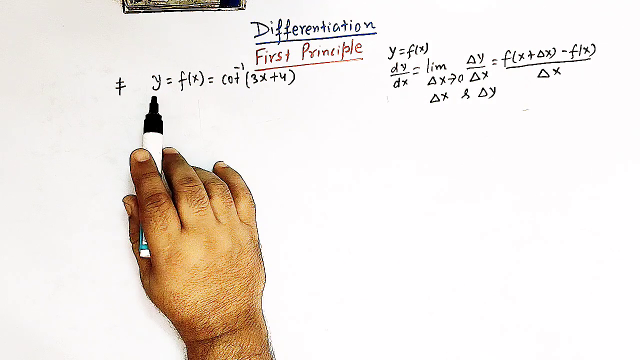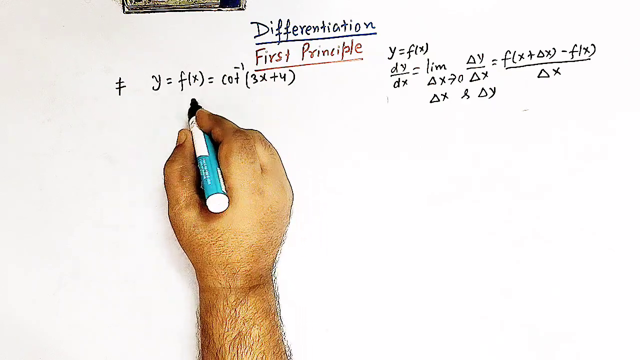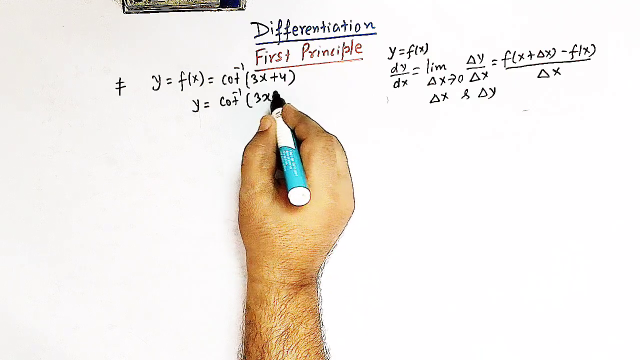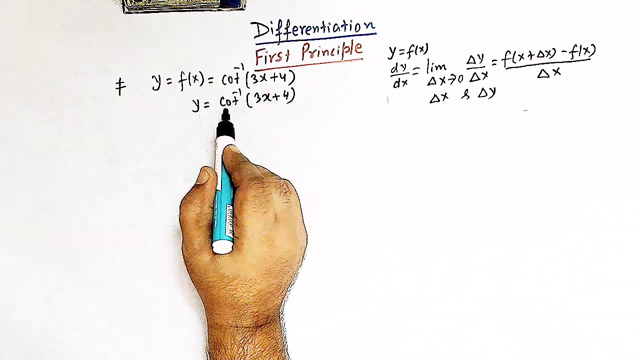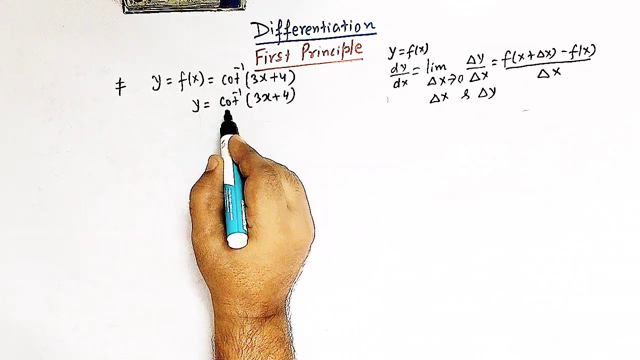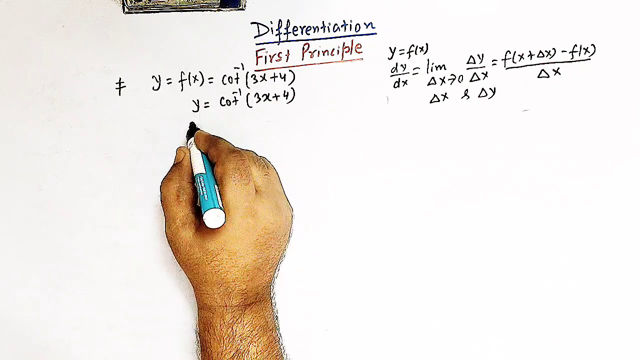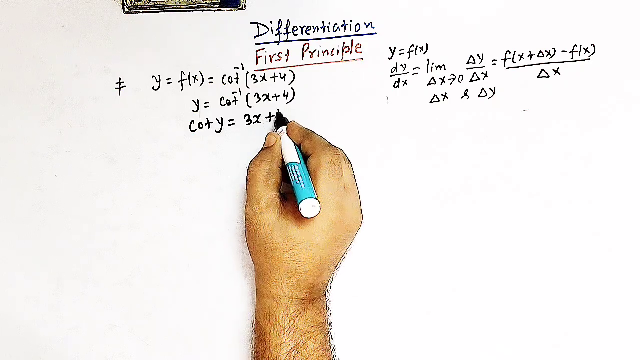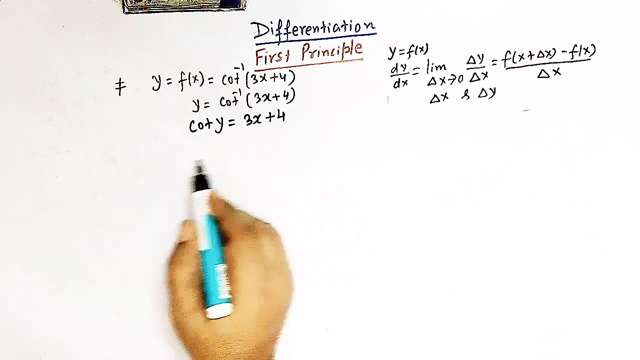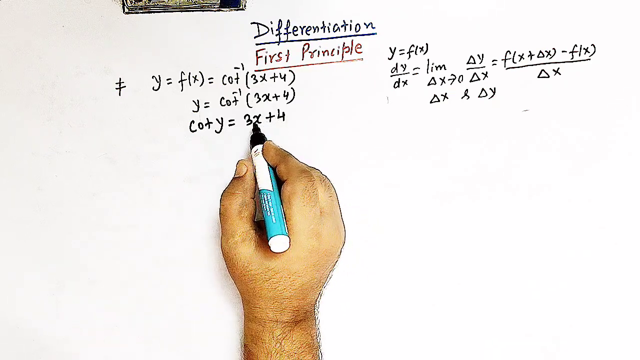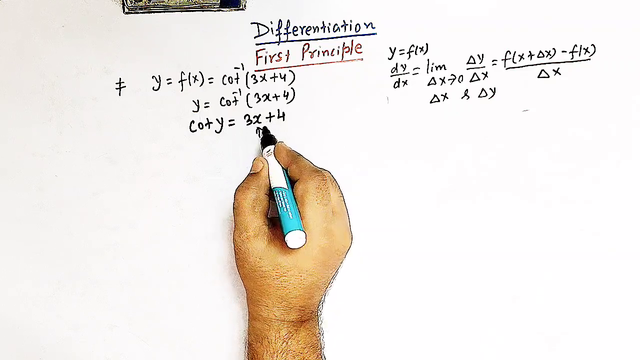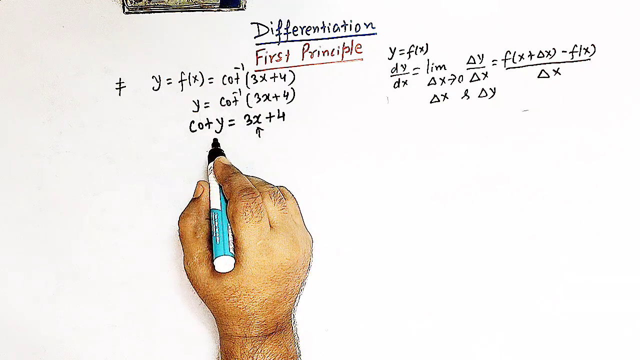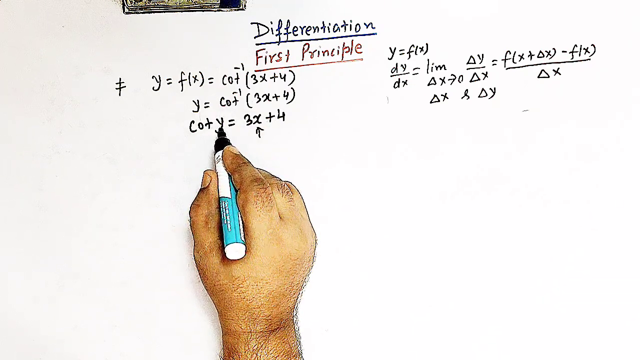So now to get the derivative of y is equal to cot inverse of (3x plus 4), let us first take cot inverse to the left hand side, so that we can write cot y is equal to 3x plus 4, right? Okay, now let us make a small increment in x, so that we can get a small increment corresponding to the value of y, right?